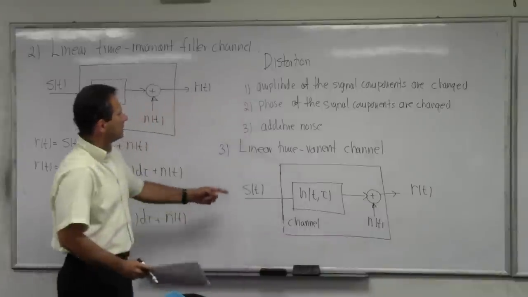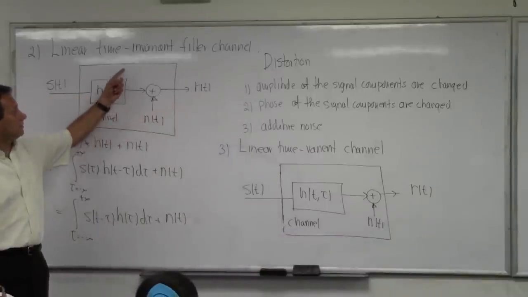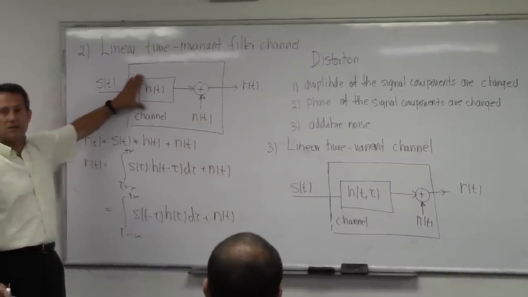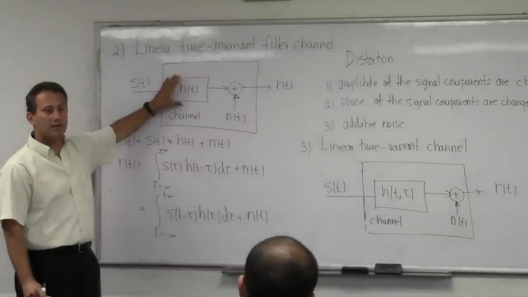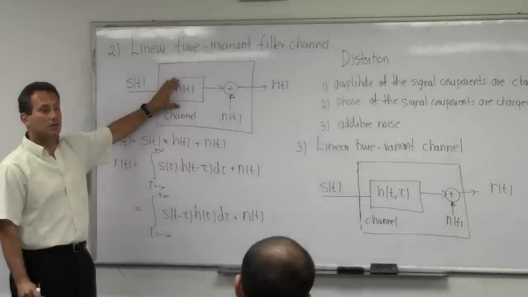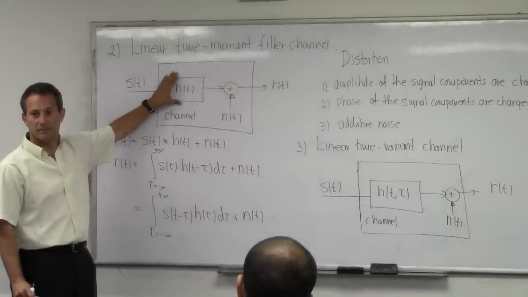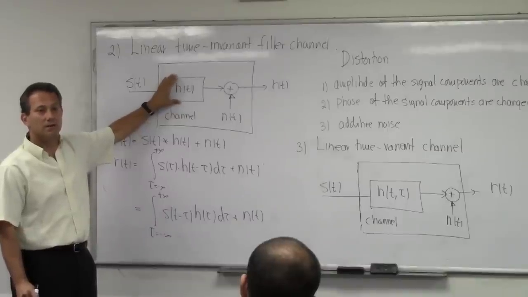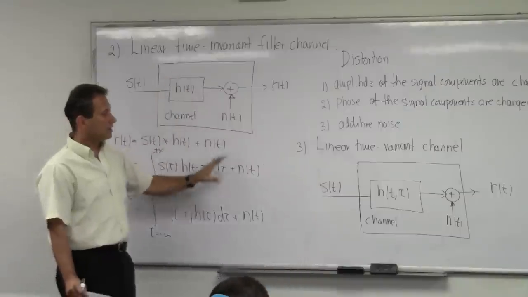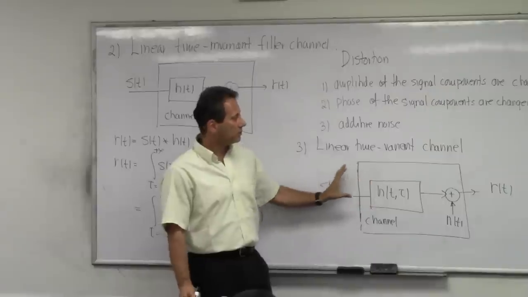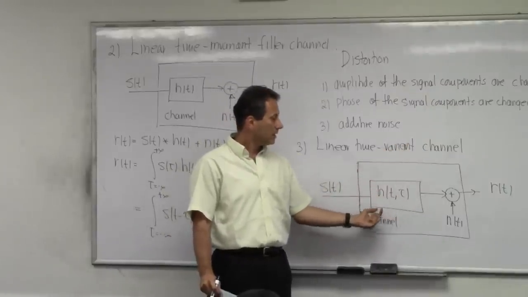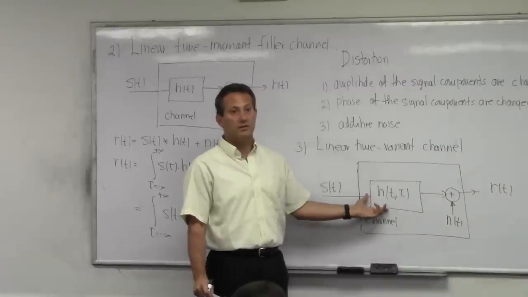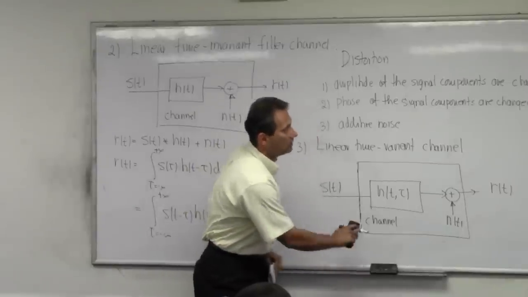Now, how is this different from this channel here? This channel here is the same regardless of when you look at it. If I transmit through this channel today and tomorrow, the impulse response of this channel will stay the same. Right? So that's the time invariant piece of it. It means that the impulse response of the channel does not change over time. There are channels that are also linear filter channels, meaning they can be modeled like this, but the impulse response changes over time, right? That's the time variability of this channel. Now, how do we calculate r(t) in this particular case?